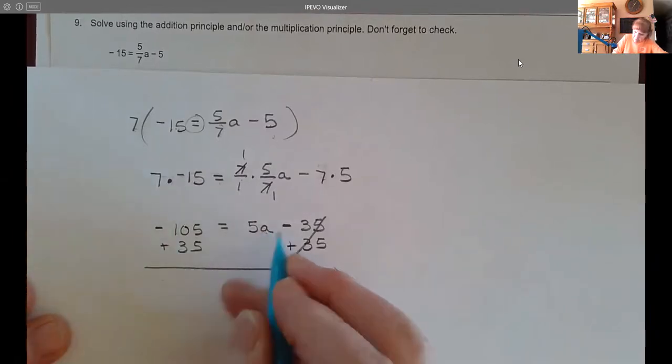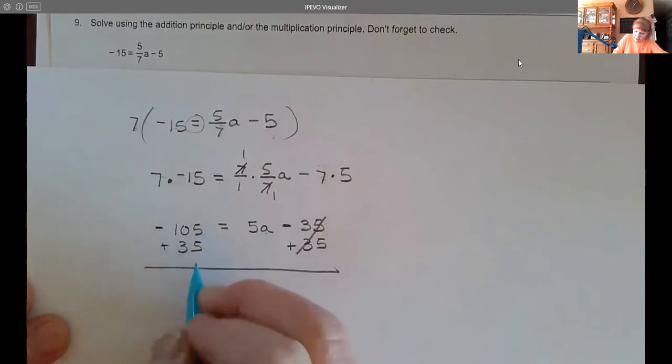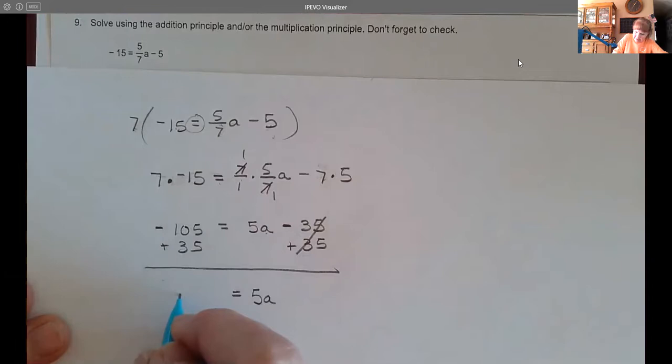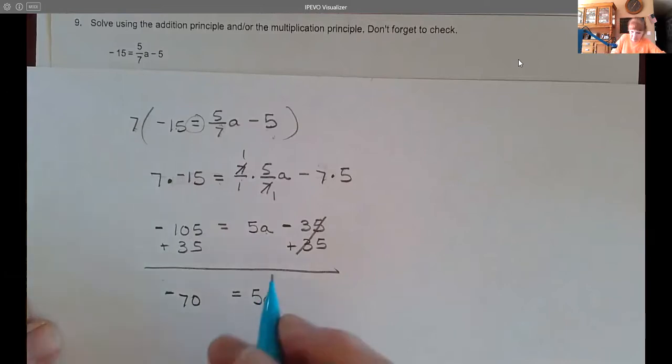So we have 5a equaling, here you're going to end up with, it looks like -70. Yep, -70. And then you're going to divide by 5. So we'll divide by 5 both sides.